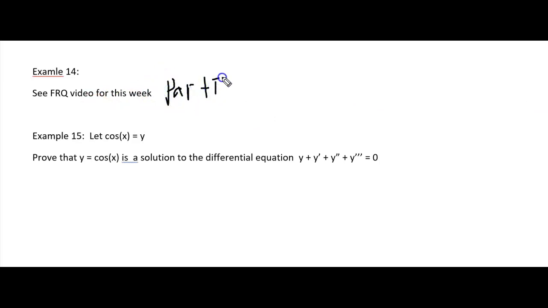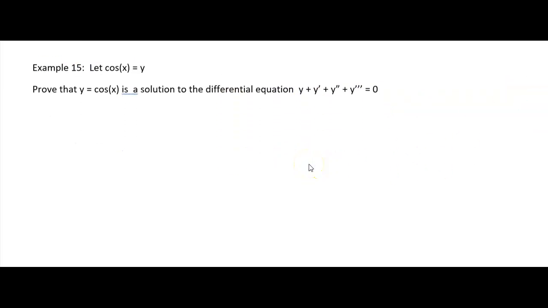So just look at part B. If you do part B of your FRQ, and I've already made a video for that, check that out if you need help with it. But if you know how to do part B on the FRQ, then you'll know how to do number 14 here as well. Okay, let's go ahead and move on to number 15.